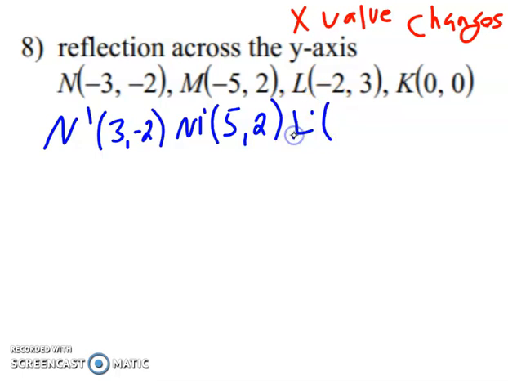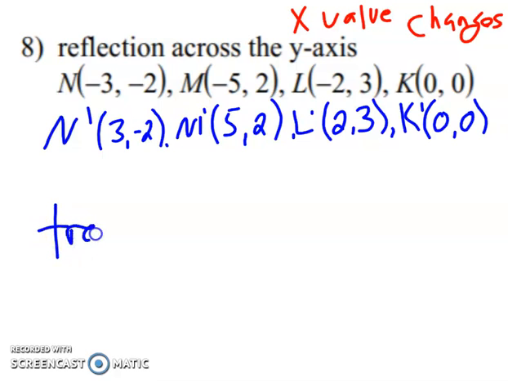For L prime, let me put commas here. For L prime now, my x value is -2, and I now take the opposite, so it's 2. And my y value stays the same. For K prime, 0 is 0, and the opposite of 0 is 0. So we still stay at 0, 0. Okay? Remember, every time we perform a transformation, we have to add an apostrophe.